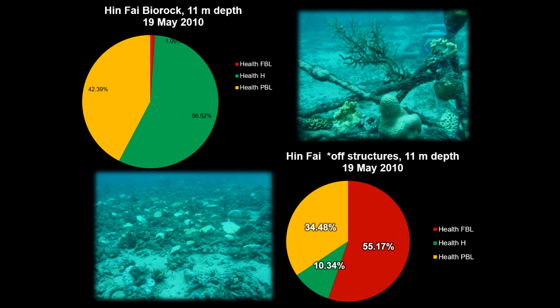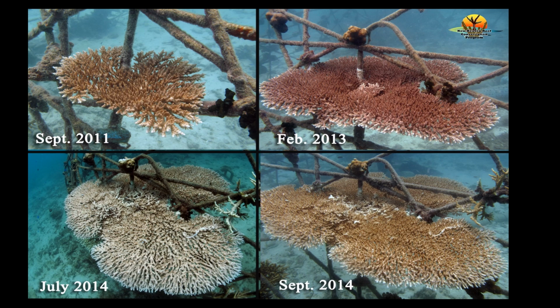As we discovered in our structure in 2010 during the global bleaching event, the corals on the structure itself survived much better than those on the adjacent reef, with less bleaching and less mortality. As you can see in these pictures here, the coral growing on the structure itself did bleach, but then recovered and continued to grow very quickly. This coral today is quite large and amazing.